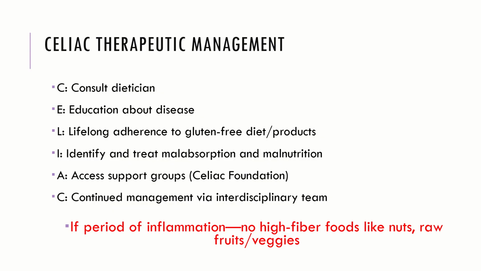Last thing I want to note, if we are in a period of inflammation, we really want to stay away from high fiber foods like nuts, raw fruits and vegetables, because when we are exposed to these, we deal with diarrhea. When we have high fiber foods, they're at more risk for having constant diarrhea, because fiber obviously makes your intestines work a little bit faster, and then we deal with more diarrhea. So we want to stay away from those foods if we are in a period of inflammation.